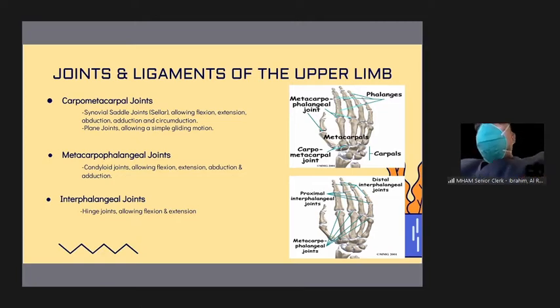Also, second to the last joint in the upper limb is the metacarpophalangeal joint. These are condyloid joints that allow flexion and extension, abduction and adduction. The last joint is the interphalangeal joint, which is a hinge type of joint that allows flexion and extension movement. Next slide, please.